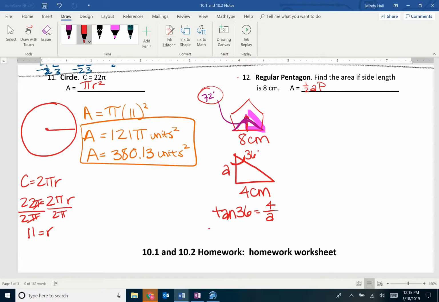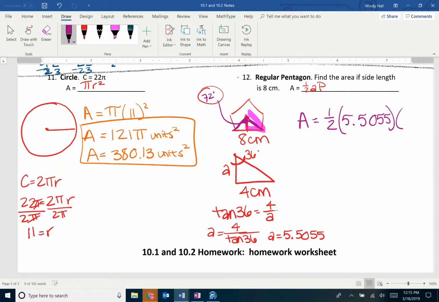So then, through some math magic, you multiply by a and then divide by tangent of 36. So 4 divided by tangent of 36 is 5.5055. And I'm just going to go out to 4 decimal places. So then when we multiply, we're going to have area equals 1/2 times our apothem, which we calculated to be 5.5055, times the perimeter, which is going to be 8 centimeters times 5 sides, so 40.